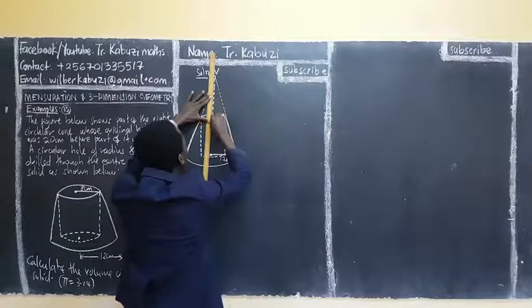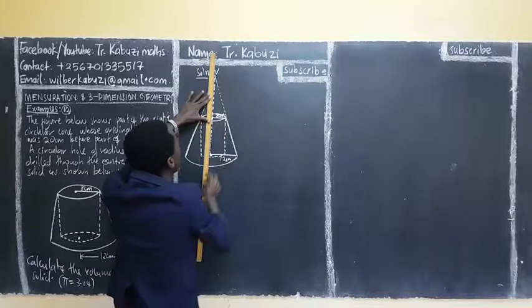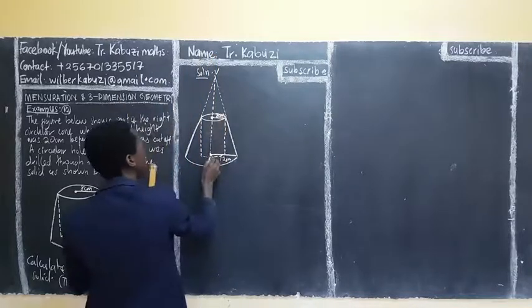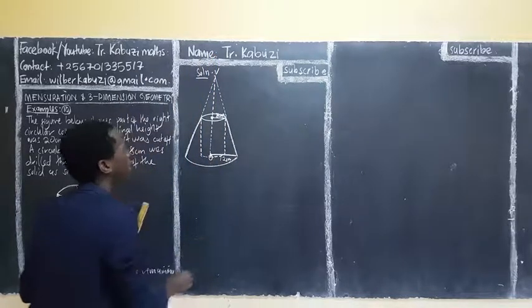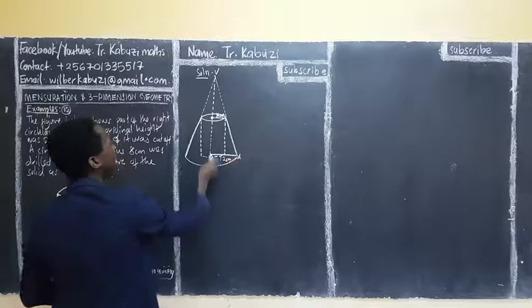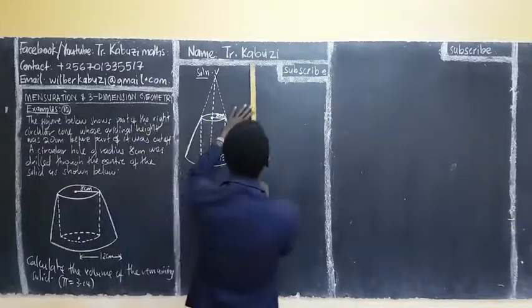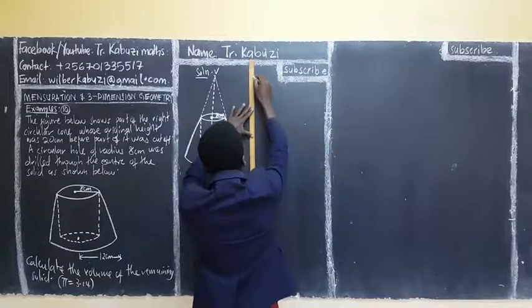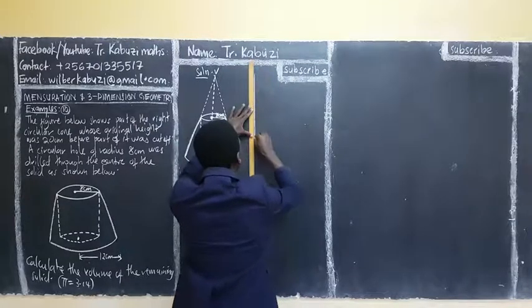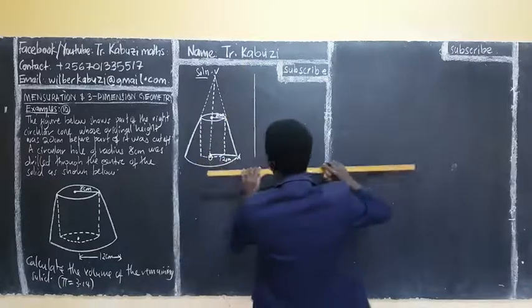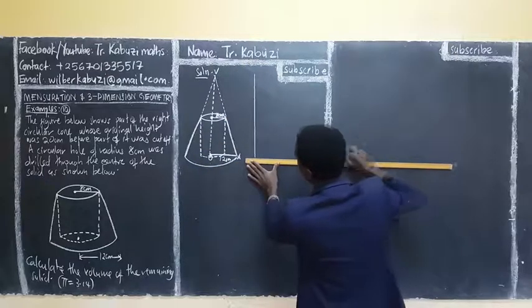Now, if I try to draw, I know that this is the vertex B, let me call my center O, and let me call this maybe A. If I extract out this diagram the same way, I'm going to be having something like this.